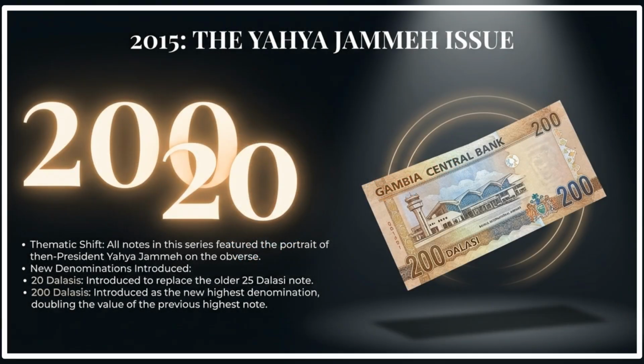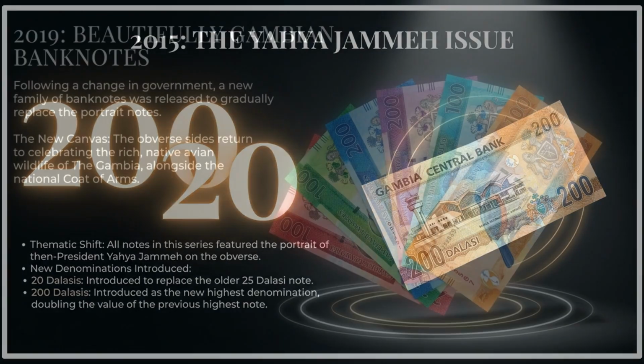The 2015 Yahya Jammeh issue marked a thematic shift, featuring the portrait of then-President Yahya Jammeh on the obverse. New denominations were introduced, including the 20 and 200 dalasis, with the 200 dalasi note becoming the new highest value.